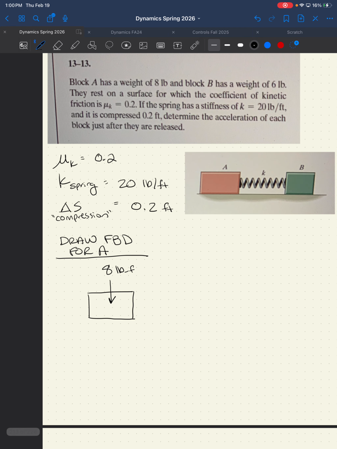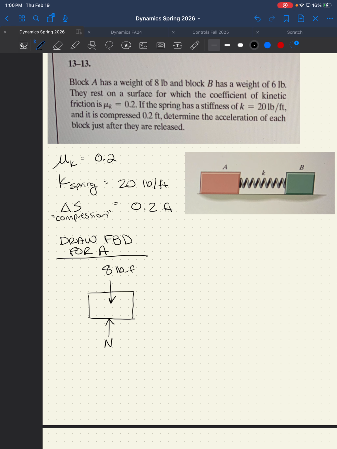So this spring, I'm told it's compressed, so I'm going to give it a force like this. This is the F spring. And so since I have a force going that way, I'm guessing that this block is going to want to try to move to the left. So I would expect that friction is going to oppose that force.